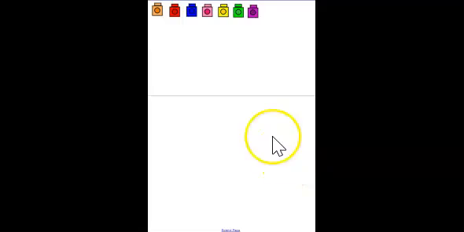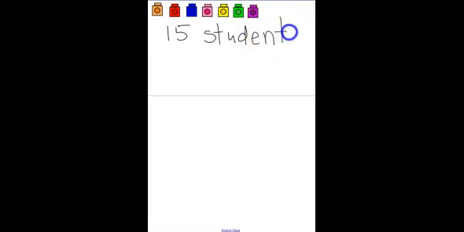Okay, so let's talk about what we would do if we didn't have little toy buses and little toy kids. What if I only have my Unifix cubes at home and I just have my notebook paper? So in my class, I had 15 students. I'm going to write that down. I have 15 students in my class. Okay? Can I pretend, because I'm just acting out, that these Unifix cubes can be my students? Let's count them out.